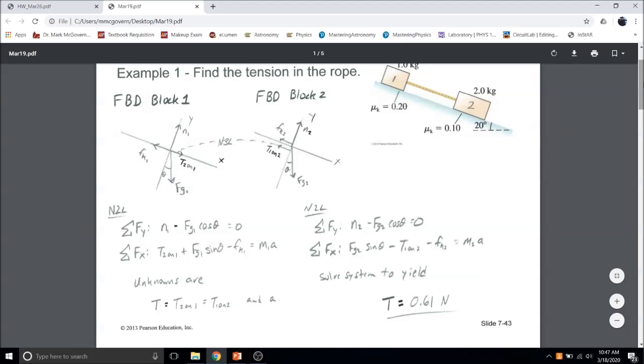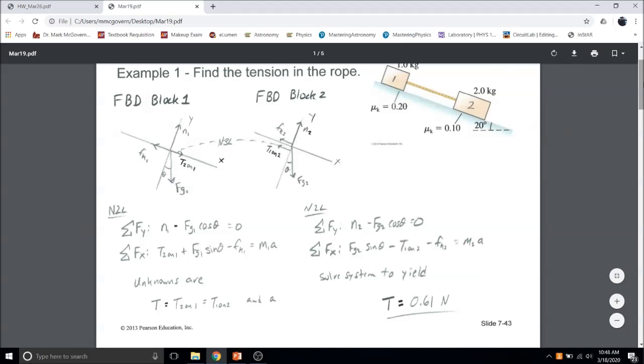The only difference in Newton's second law for block 2 is that the tension there is negative because it goes up the ramp there. Okay. Now, because the tensions are, by Newton's third law, equal, then we can just call them all the same thing. We're just going to call them T. And so you solve this system and it will give you a tension of 0.61 newtons.